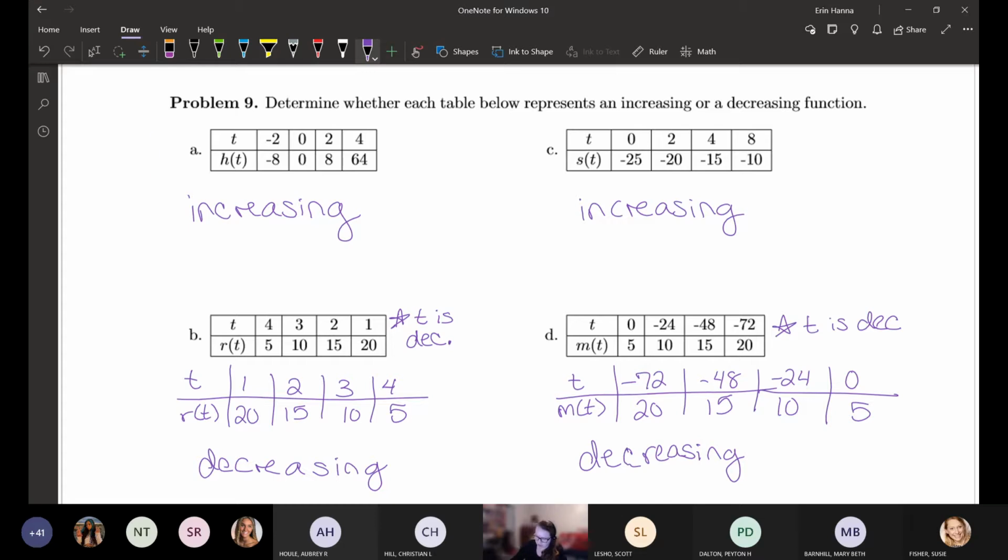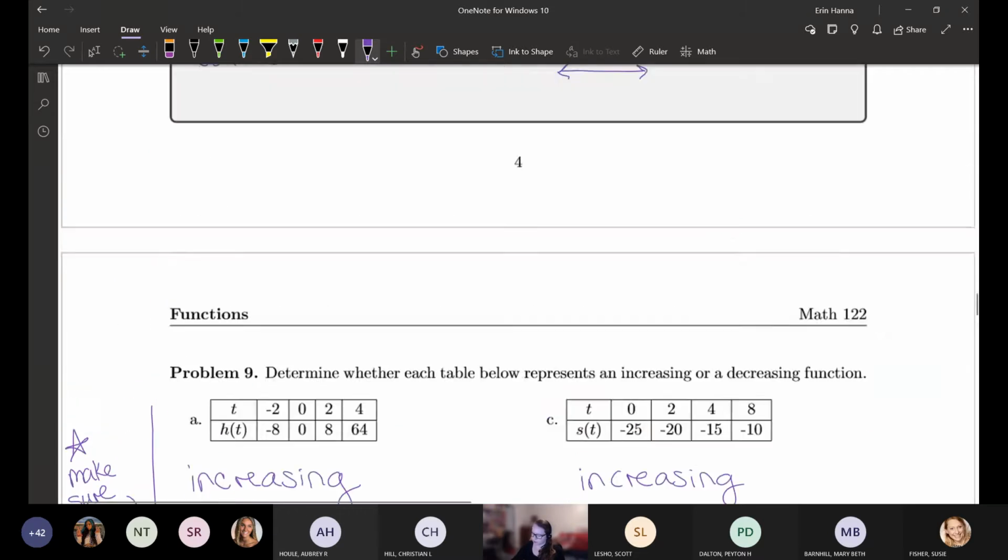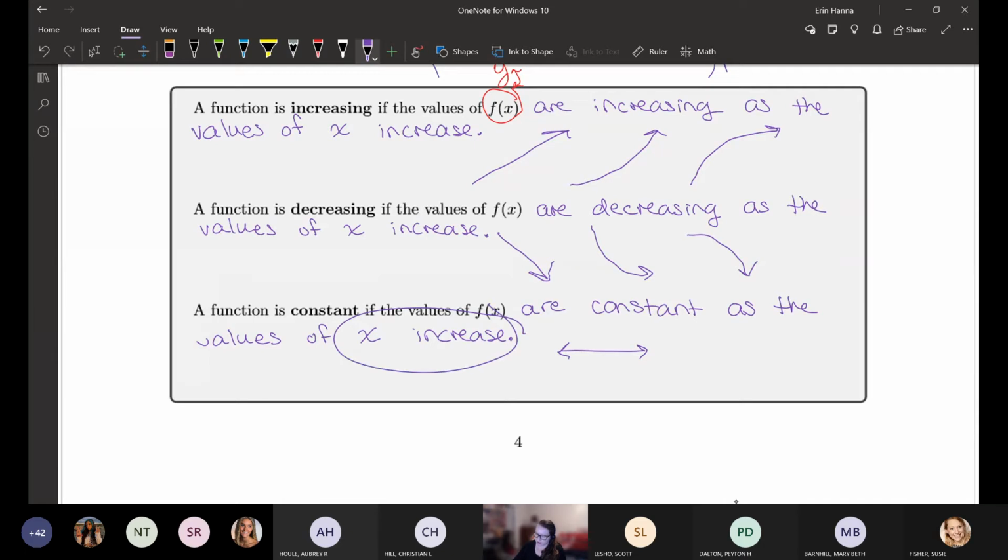So there's kind of two things you have to consider. You have to make sure the T or the X or whatever variable you're working with is increasing. That's the first thing. You always want those to be increasing, because if we go back up here, all of the X values had to be increasing before we could consider the definition. So that's the first thing to look for.